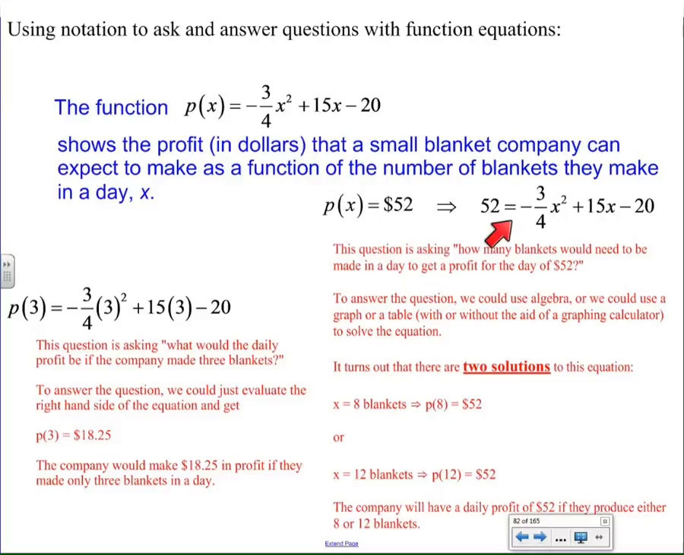Here, this is a little different. Now I've taken the y value, p of x, and replaced it with 52. So what I have to do here is actually solve this equation to find the number of blankets that need to be made to get 52. In this case, incidentally, there are actually 2 different solutions. So we can get $52 in profit making 8 blankets or 12 blankets. Completely our choice.